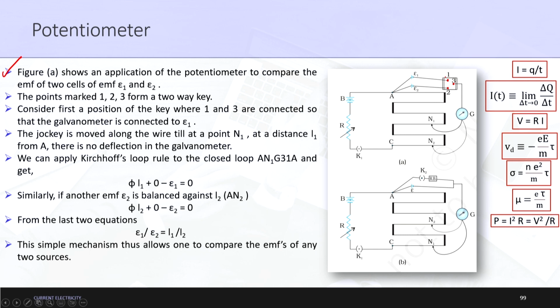Let us see first. Consider first a portion of the key where 1 and 3 are connected, so that the galvanometer is connected to epsilon 1. So these are basically keys. We can join either these two, or we can join both and make them parallel and so on. So we are trying to do something. Let us see the experiment first. These are nothing but a two-way key. Now consider first a portion of the key where 1 and 3 are connected. So let us suppose we are connecting this like this.